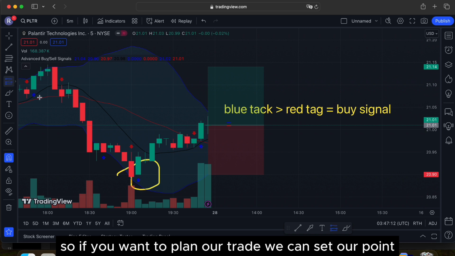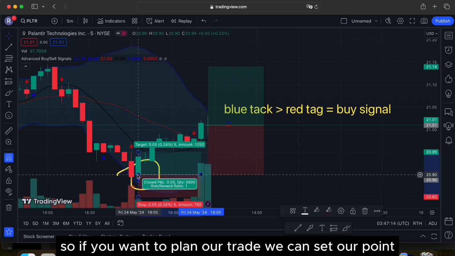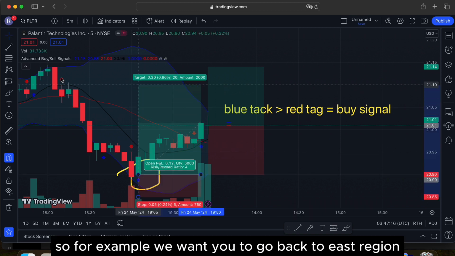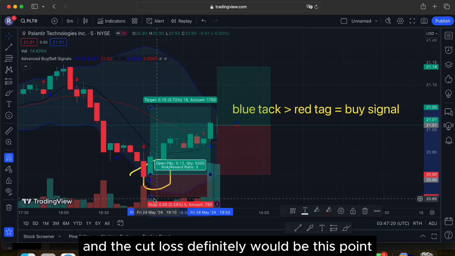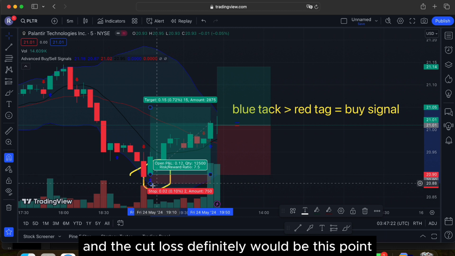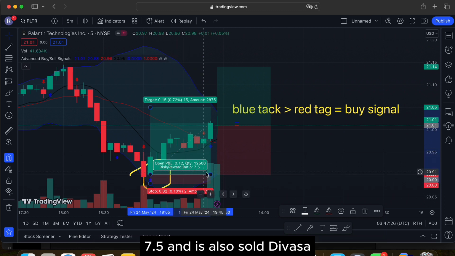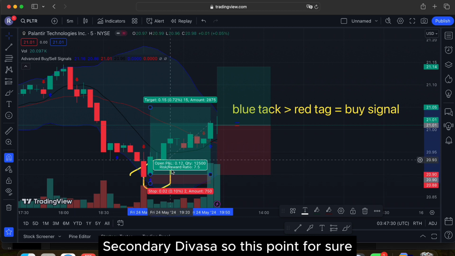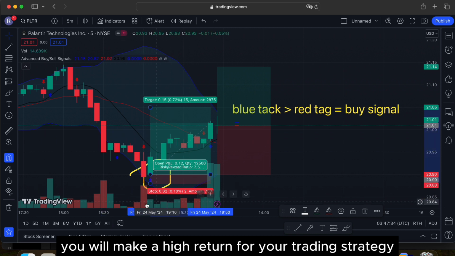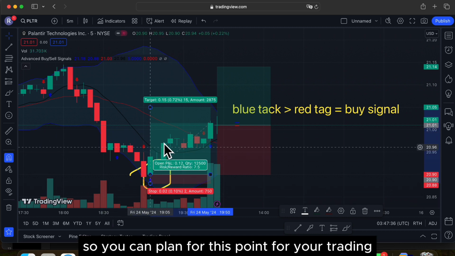If we want to plan our trade, we can set our point. For example, we want it to go back to this region, and the cut loss will definitely be this point. For this point, the risk reward ratio is quite high, 7.5, and it also shows a reversal, a secondary reversal. So this point for sure will make a high return for your trading strategy. So you can plan for this point for your trading.